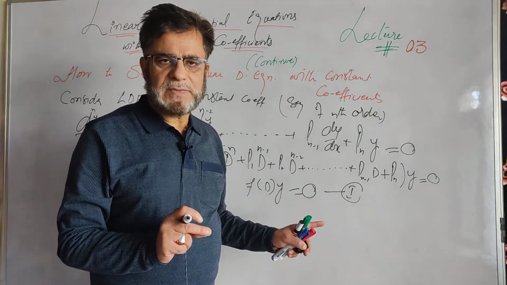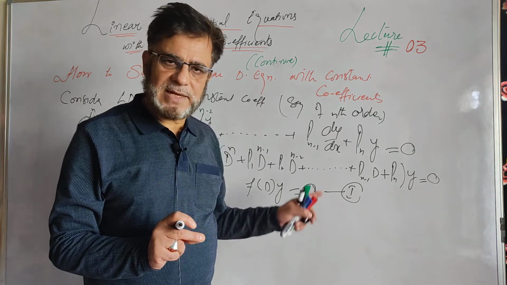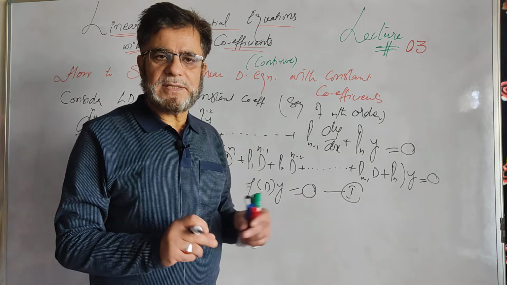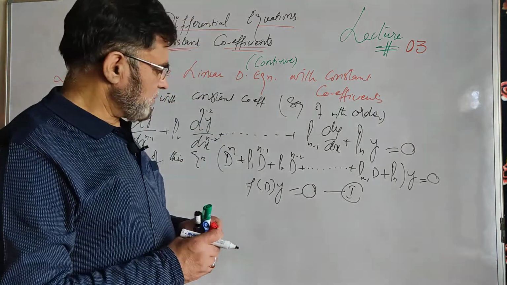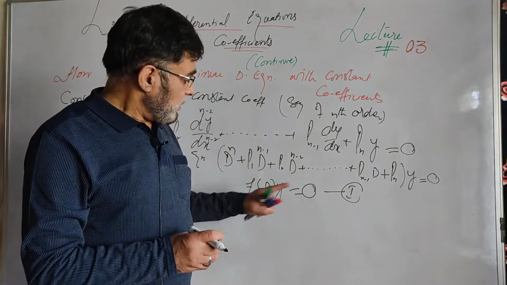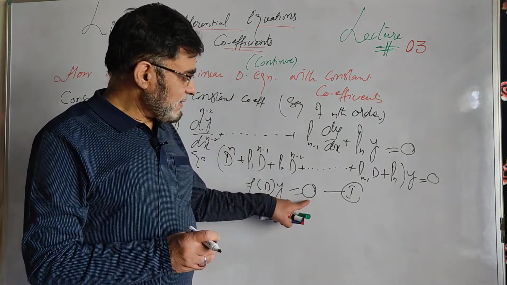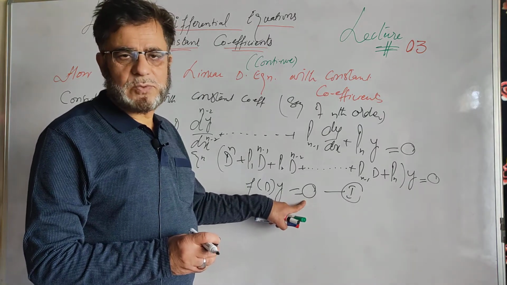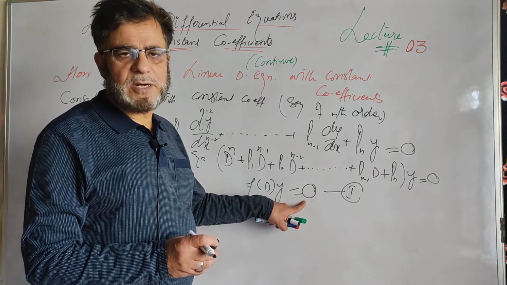One is u, known as the complementary function. The second is v, known as the particular integral. When the right side is X, in that case you need the particular integral. When it is 0, you have only one part of the solution, that is the complementary function.